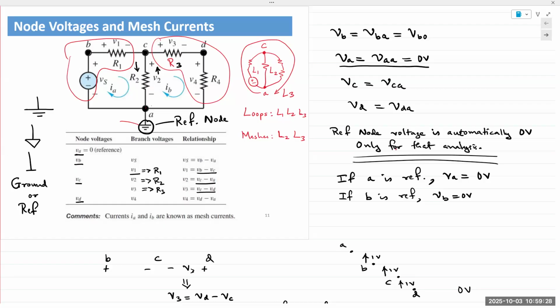Okay, so make sure you understand these concepts before you begin learning node voltage analysis, or while you're learning node voltage analysis, right?